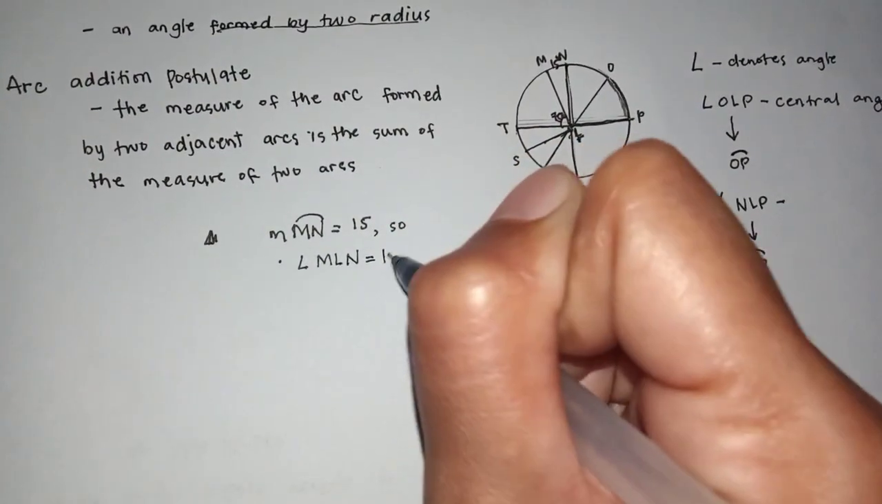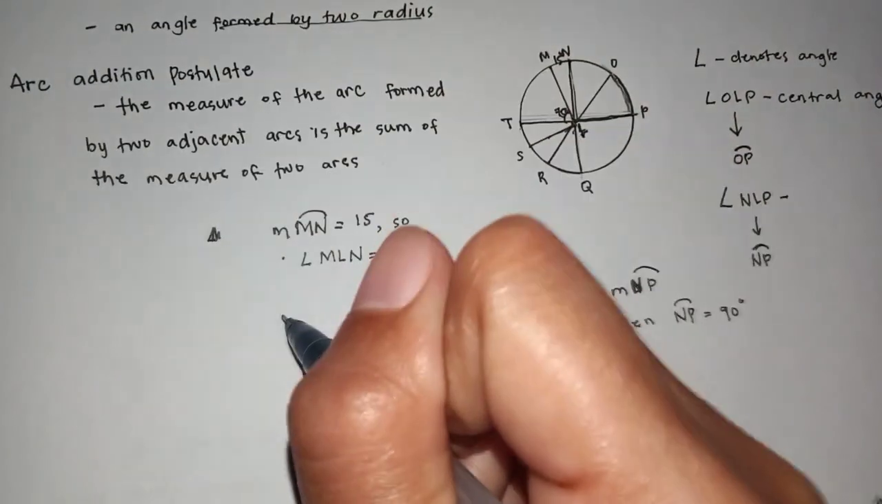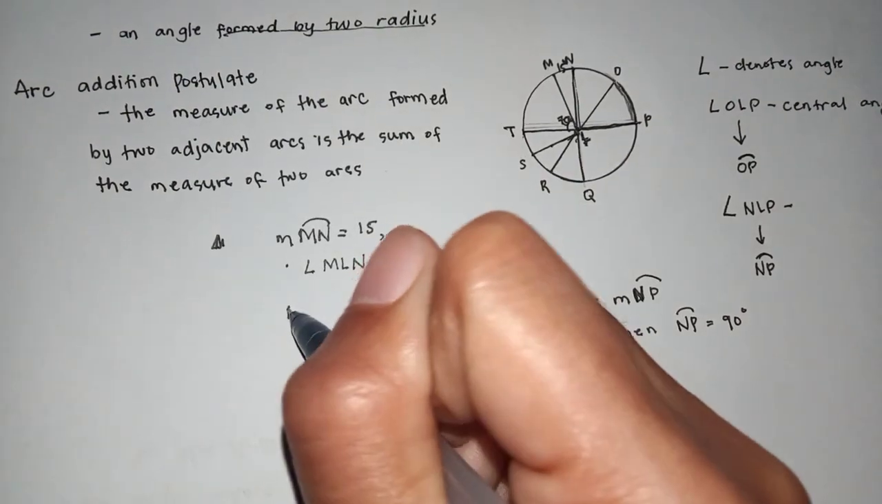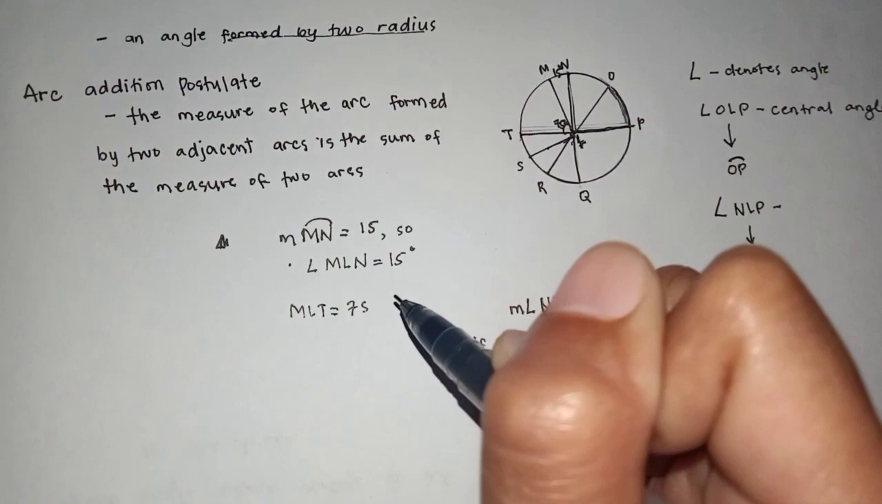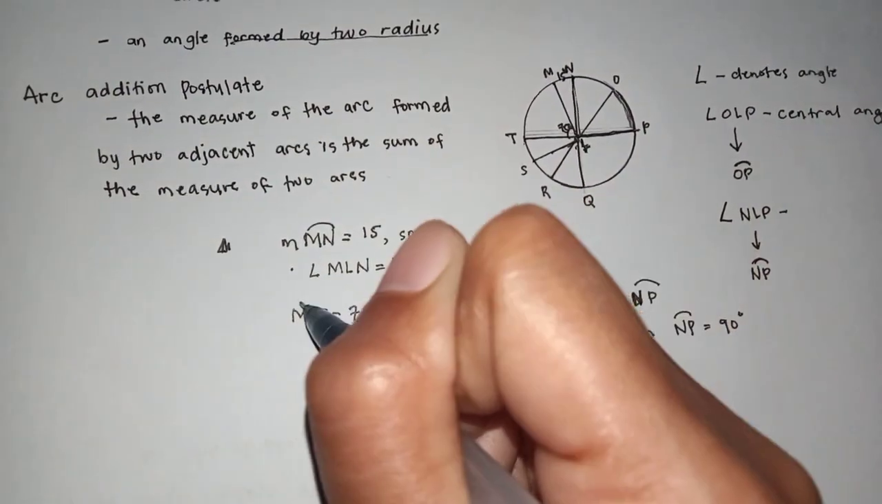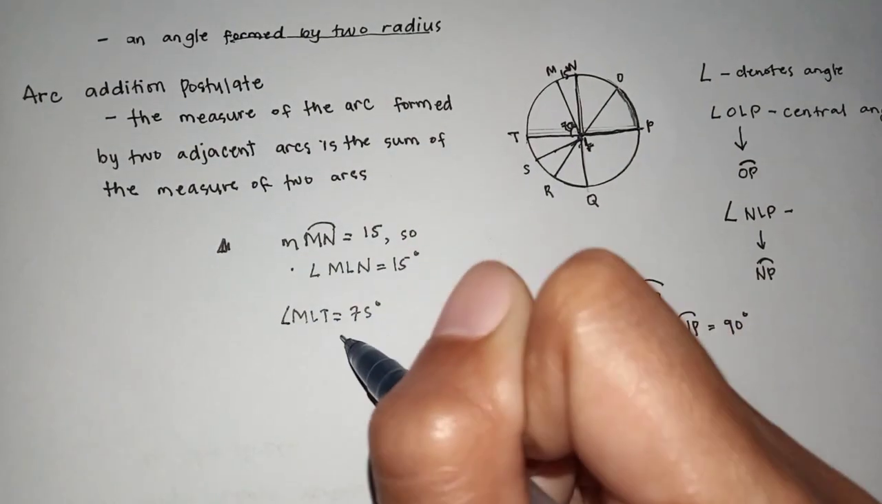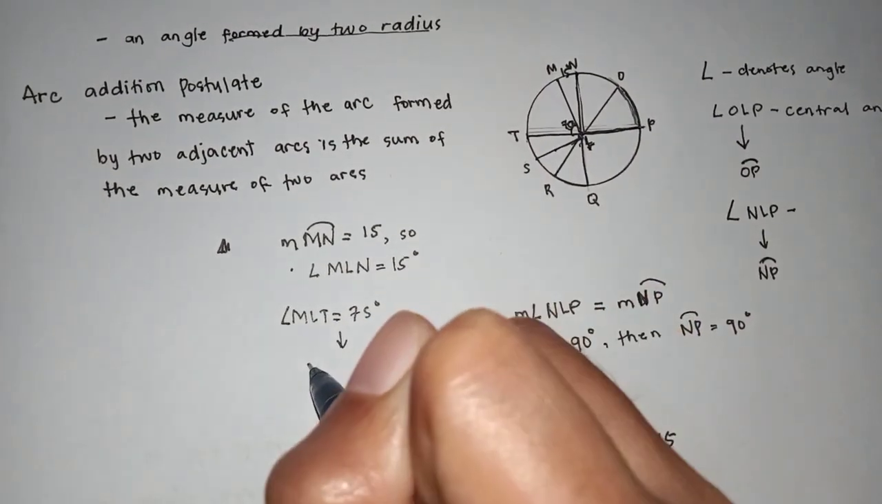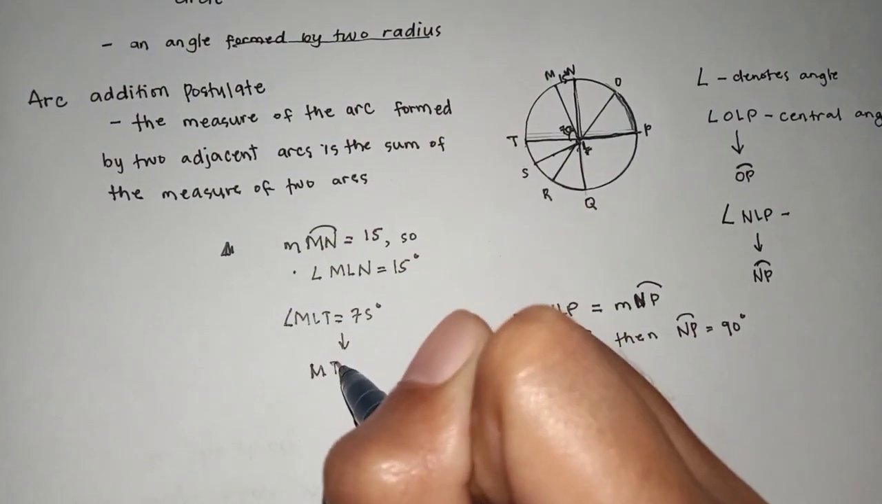The arc MN is equal to 15 while the angle MLT is equal to 75. As I have said, we need to add the two arcs. Your arc MT here is equal to 75 since angle MLT is a central angle.